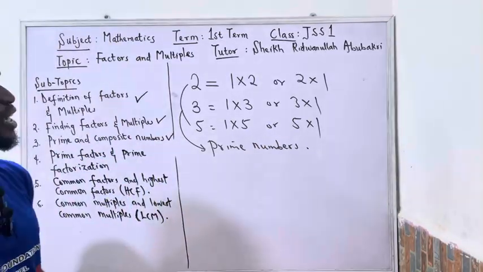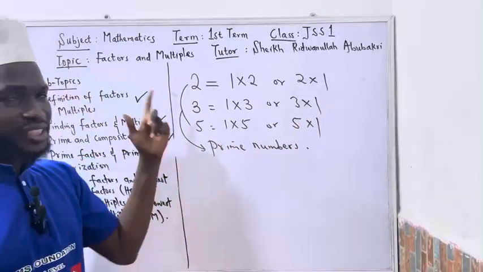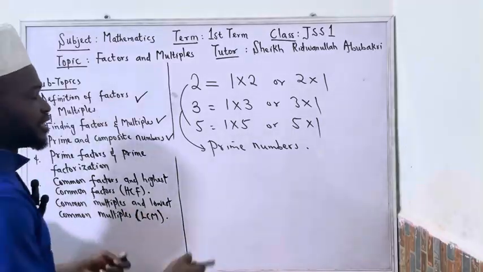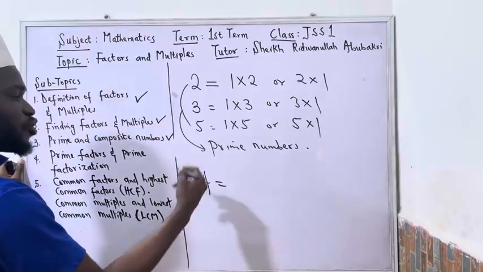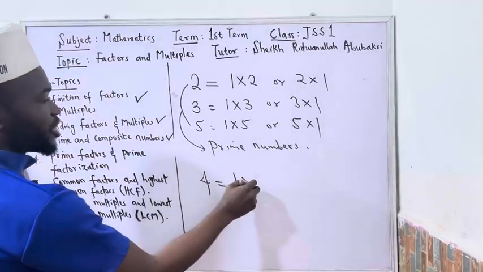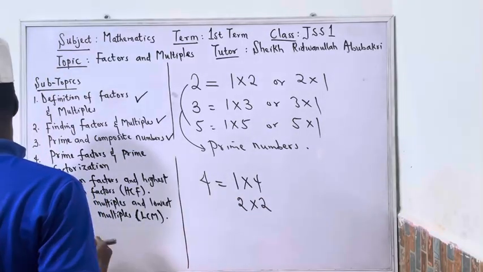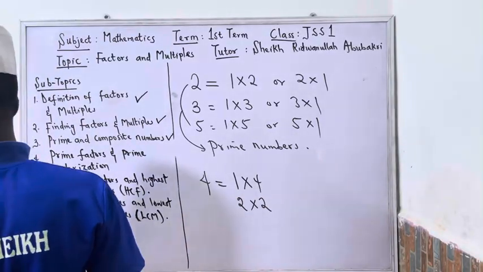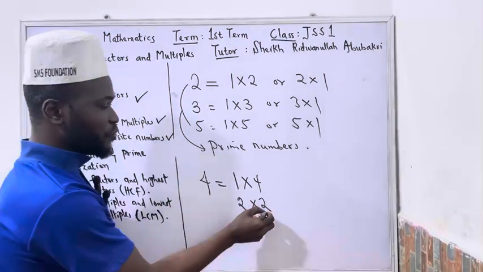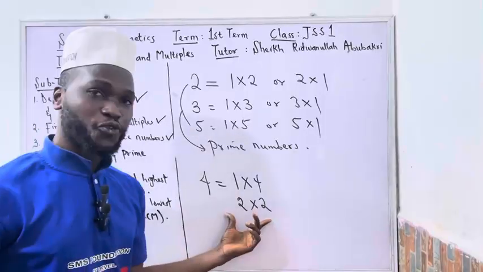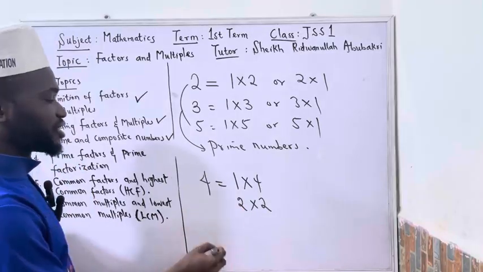But on the other hand, if there is another way that you can express a number, apart from this way, then the number is composite. For example, let's say 4. 4 is a composite number because I can write 4 as 1 times 4, and I can equally say 2 times 2. That will still give me 4. So since there is another way that I can write 4 using 2 times 2, that means 4 is a composite number.